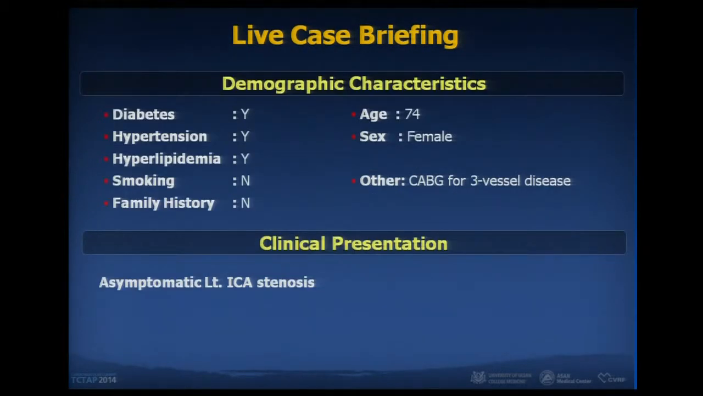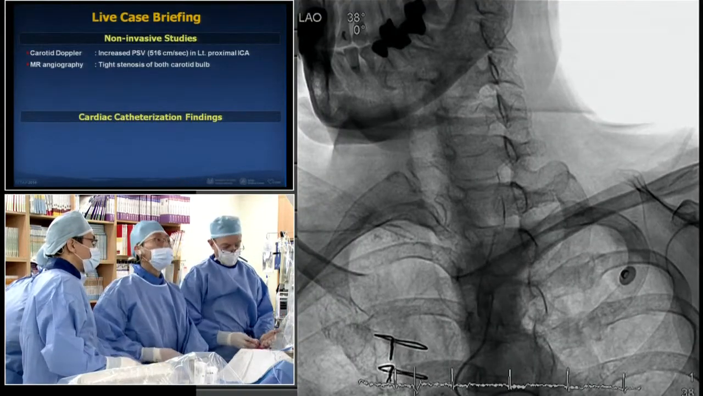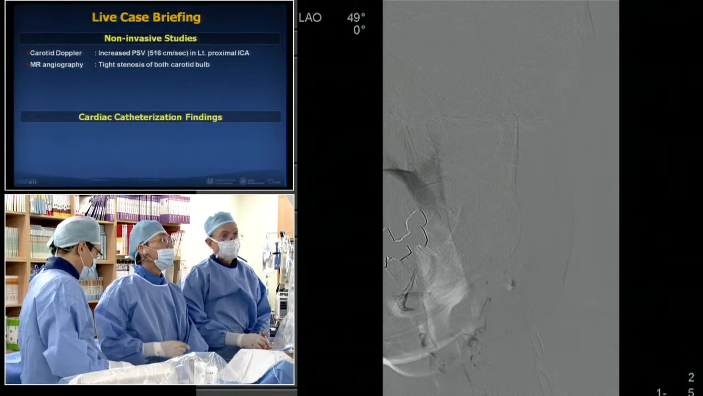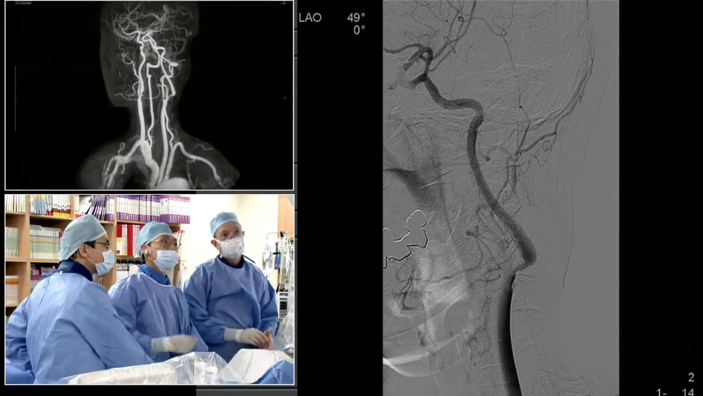Okay. Can you show the angiogram? I don't know, will we be able to show the MRA or is that not available for the audience? Yeah. Okay, great.